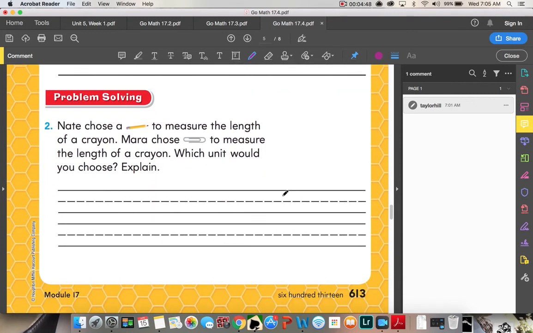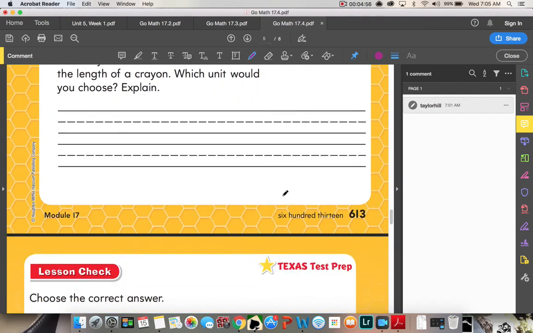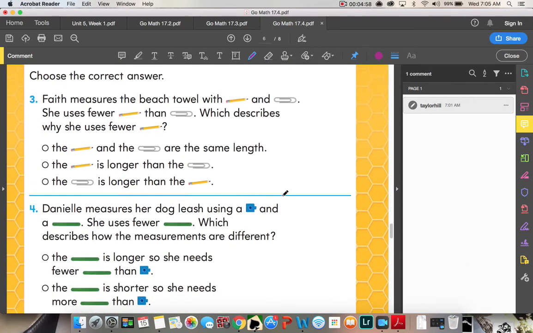Nate chose a pencil to measure the length of a crayon. Mara chose paper clips to measure the length of a crayon. Which unit would you choose? So which one would you choose to measure the crayon?